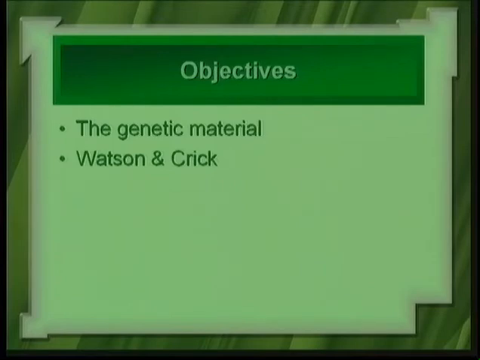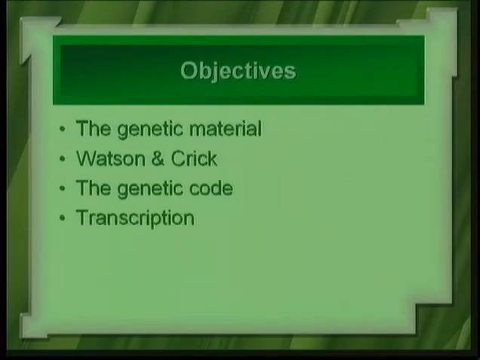We're also going to talk about some of the discoverers and pioneers in molecular research, such as Watson and Crick and other people. Thirdly, we're going to talk about the genetic code, which is vital to the process of making proteins and the expression of genetic qualities. We're going to talk about transcription and translation. And lastly, we're going to talk about a phenomenon known as mutations.